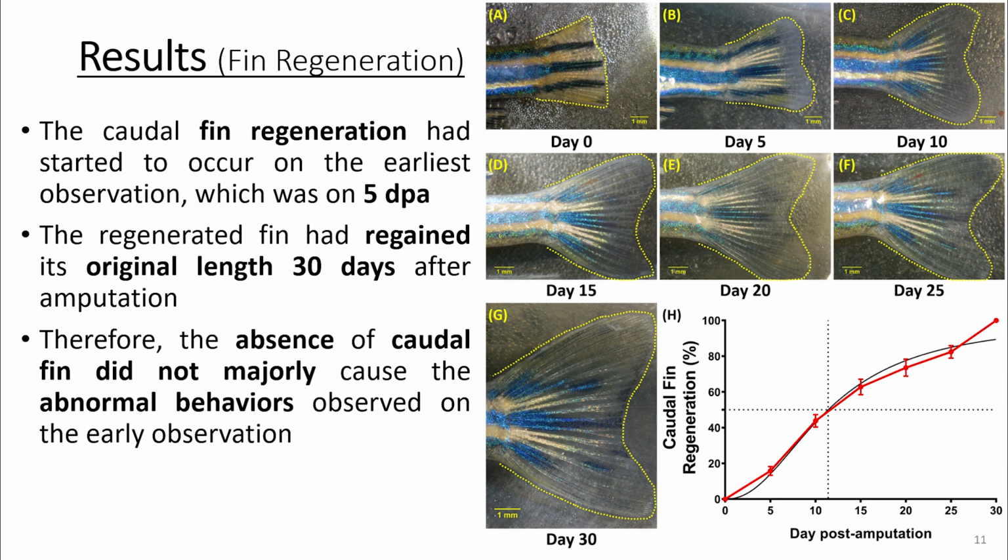Interestingly, based on the graph and previous behavior results, the amputated zebrafish had already been capable of performing a comparably normal behavior at 5 dpa while their caudal fin was only around 20% regenerated, indicating that the absence of a caudal fin did not majorly cause the abnormal behaviors observed on the early observation.